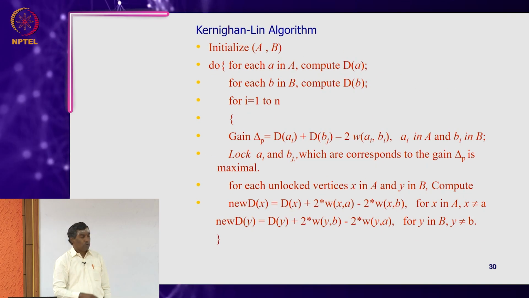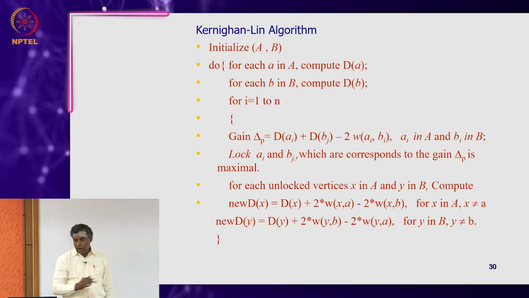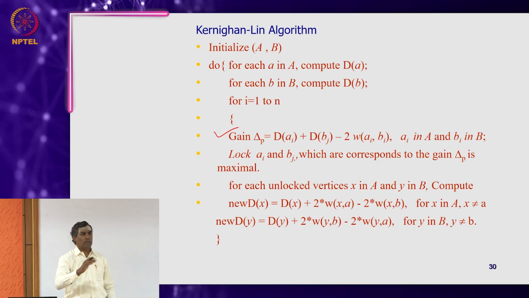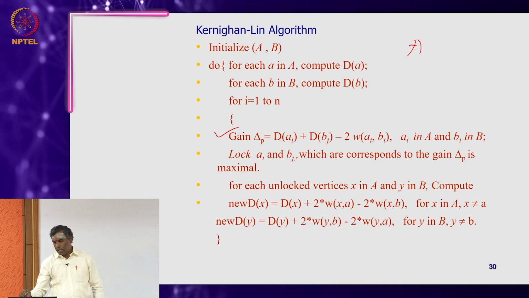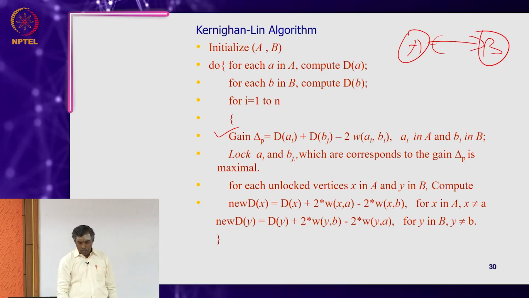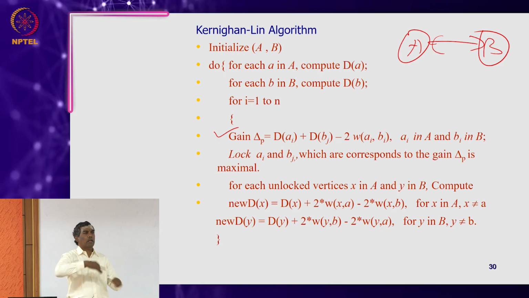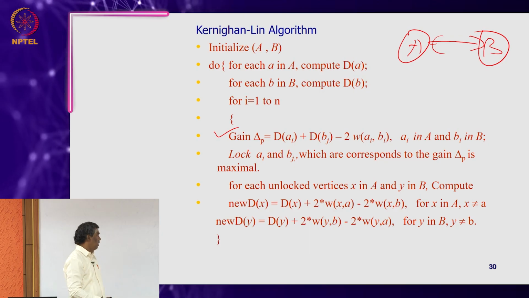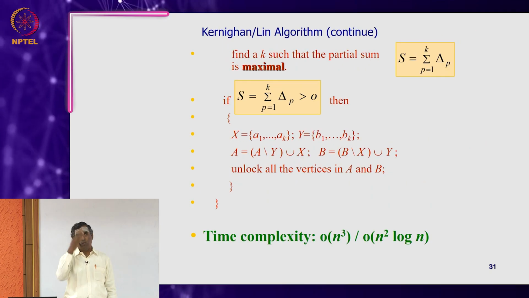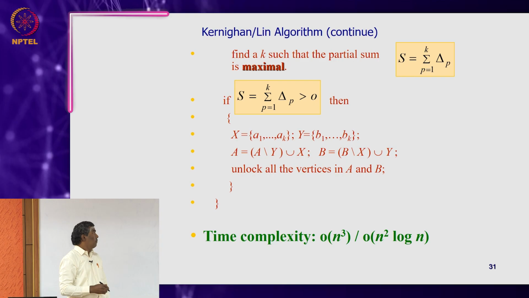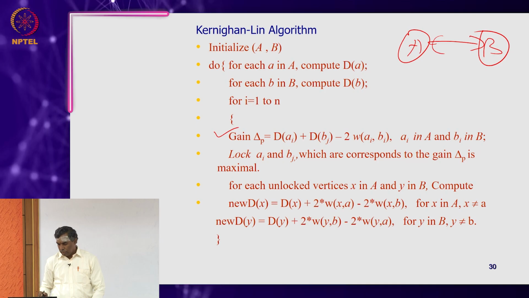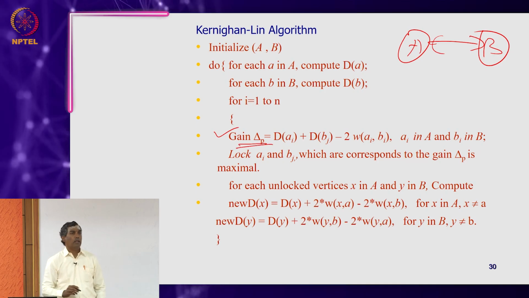So based on that this algorithm works: you just find this gain value, then improve the gain value by swapping two vertices from the set A to the set B. You swap them and then try to swap the vertices again and repeat it. So recursively you can do that. I am not going into the detail of this algorithm. Then you try to find the partial sum. This S is the sum of the gain values.